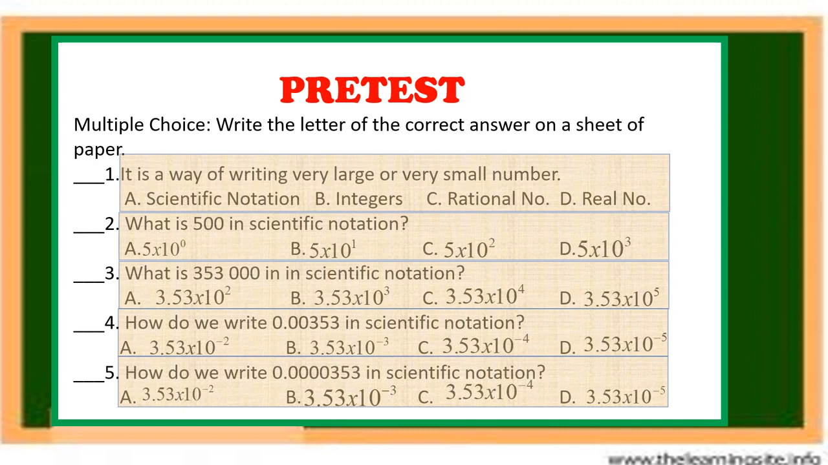Last number, number 5. How do we write 353 10 millions in scientific notation? Letter A, 3.53 times 10 raised to negative 2. Letter B, 3.53 times 10 raised to negative 3. Letter C, 3.53 times 10 raised to negative 4. Letter D, 3.53 times 10 raised to negative 5.